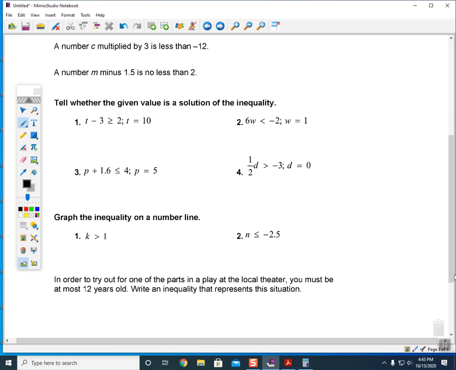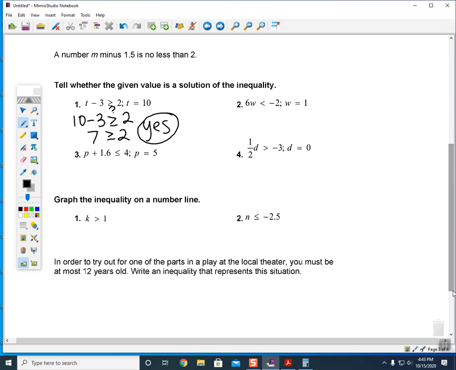This section is having you tell whether the given value is a solution to the inequality. The way that I do that is I'm just going to plug my number into the inequality. So it wants me to look at t minus 3 is greater than or equal to 2. I want to know, is this true when t equals 10? So all I have to do is plug in 10. So I would have 10 minus 3, is that greater than or equal to 2? Well, 10 minus 3 is 7. 7 is greater than or equal to 2. So yes, this is a solution.